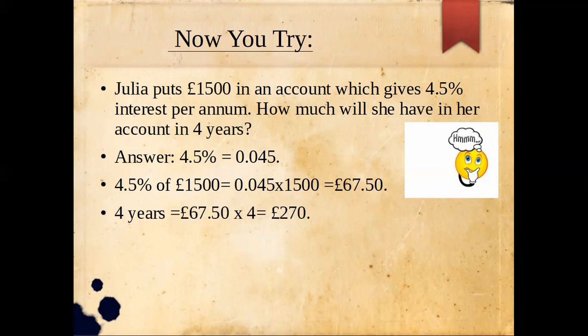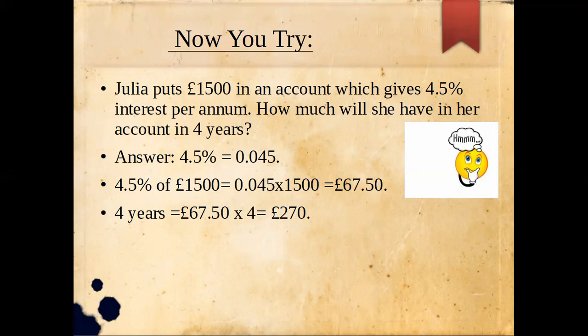So she's got the money in the account for 4 years. So £67.50 times 4 is equal to £270. That's how much she'll get from interest in 4 years. Is that the answer? No.